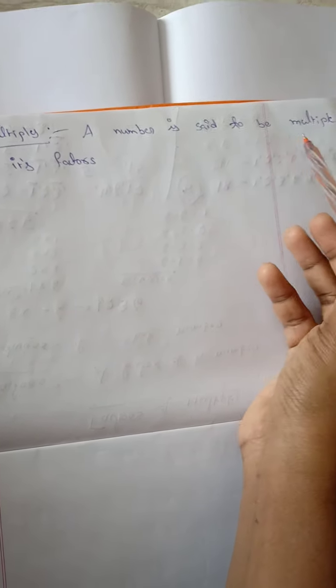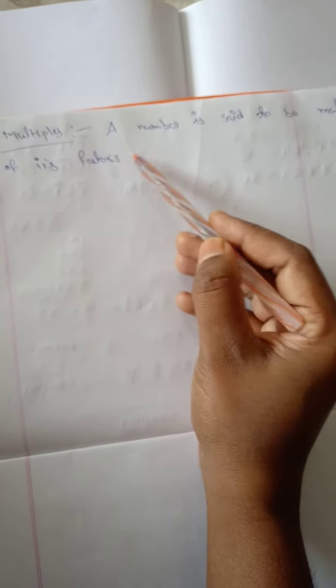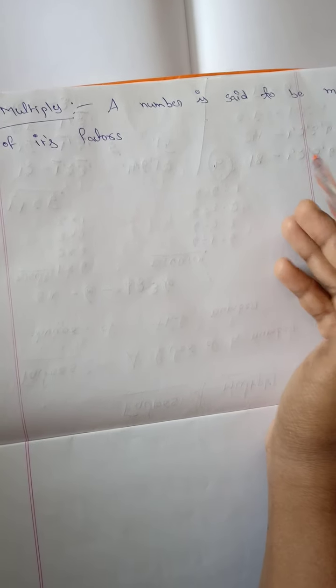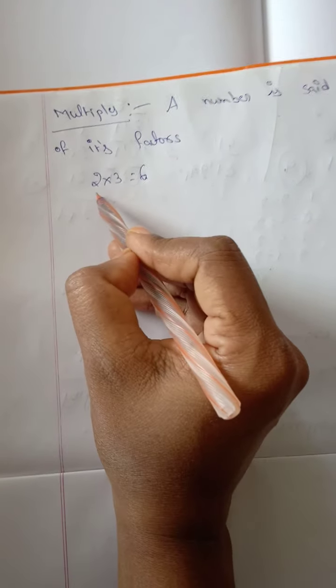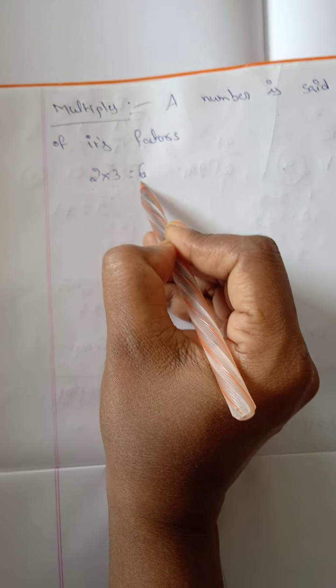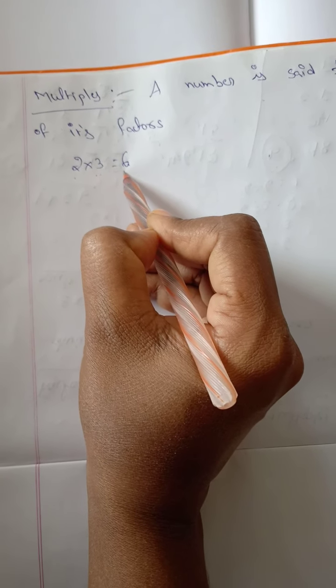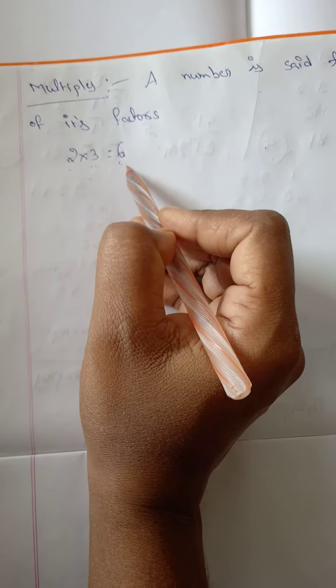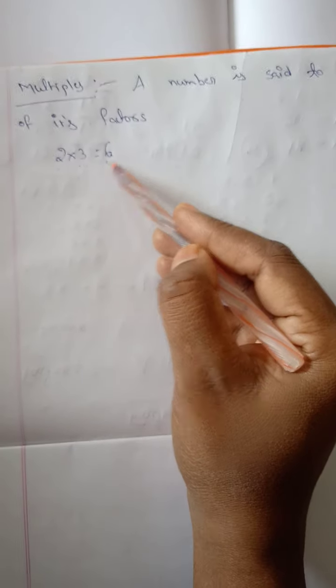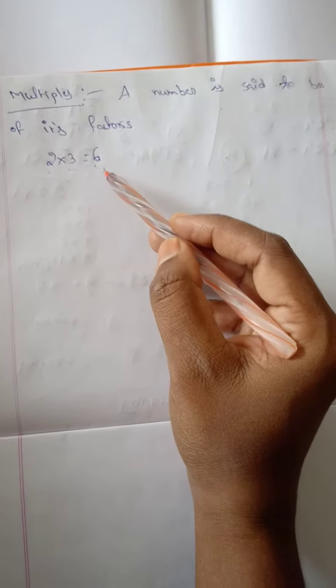Okay. Now next one is multiple. What is a multiple? A number is said to be a multiple of its factors. So multiple is nothing but table. We already learned the table, no? So here 2 threes are 6. Yes, so 2 and 3 are the factors of 6, we learned now. Now 6 is the multiple. So 6 is the multiple and 2 and 3 are the factors of 6. So a number is said to be a multiple of its factors.